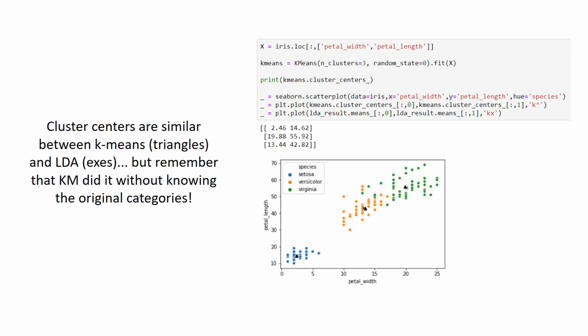So we create the object, we tell it we're looking for 3 clusters. There's a random state initialization that we can control if we want to. And then we fit our data. So our data is just the petal width and the petal length.